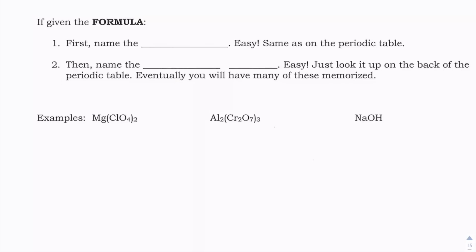If you're given the formula of the compound, first name the metal. Same thing that we've always been doing. Just make sure that you look up whether or not the metal has multiple charges, because you might have to put a Roman numeral in there. Then you're going to name the polyatomic ion. Eventually you'll have a whole bunch of these memorized. You're going to have to take a test over the polyatomic ions to make sure that you know what they are. But for now, you can just look them up on your chart.